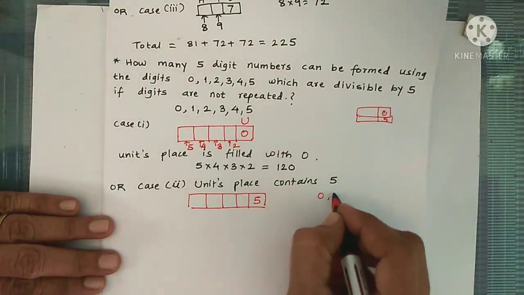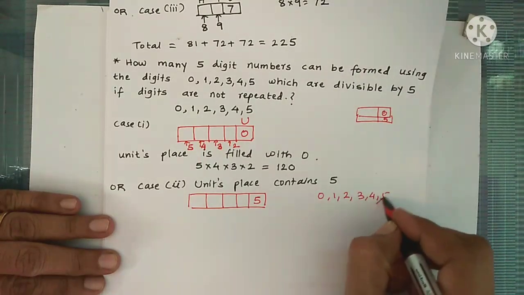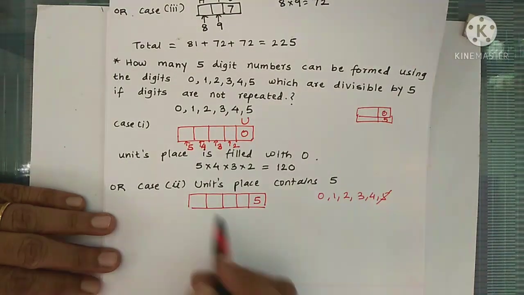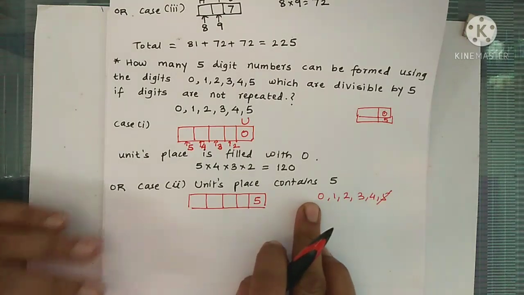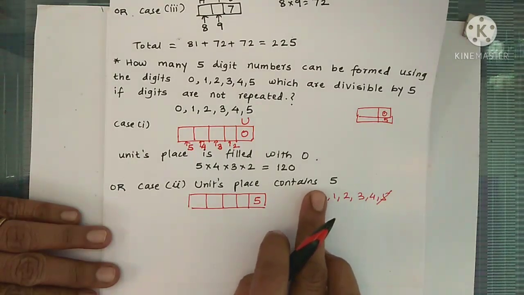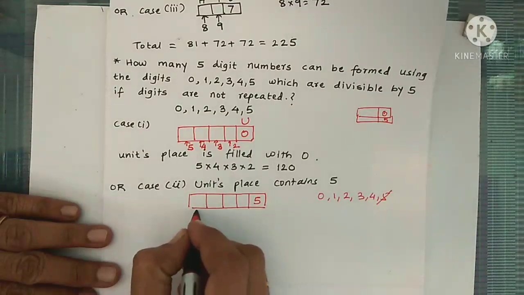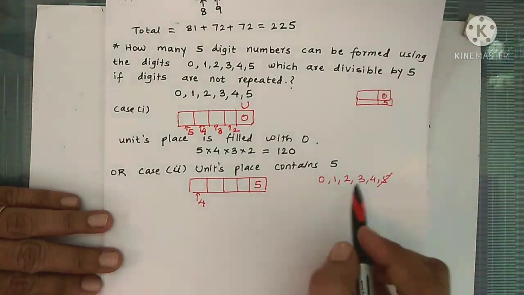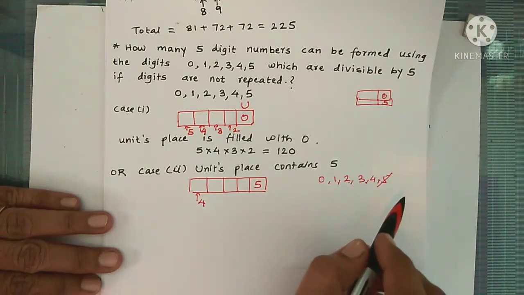We have digits 0, 1, 2, 3, 4, 5, and 5 is already used, so we cannot use 5 again. And for the first place we cannot use 0 also, as if we fill that with 0, the number will be of only 4 digits. So for the first place the available digits are 1, 2, 3 and 4. So this can be filled in 4 ways using the 4 non-zero digits 1, 2, 3 and 4. 5 is already used, so we cannot use 5 again.